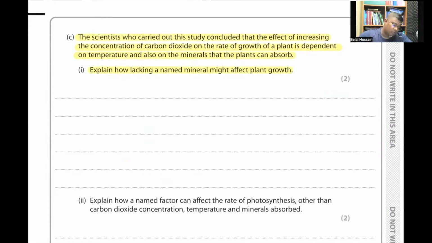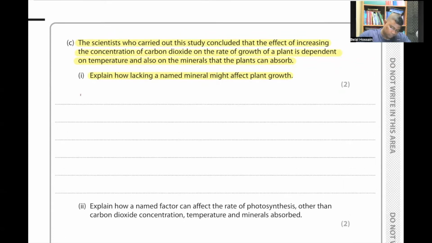So basically, we know that nitrate is needed for amino acids and protein. And without protein, the plant will have stunted growth. The plant will have yellow leaves, because chlorophyll is itself a protein. And then for magnesium, magnesium is needed for making chlorophyll. So without magnesium, we're going to see chlorosis or yellow leaves.